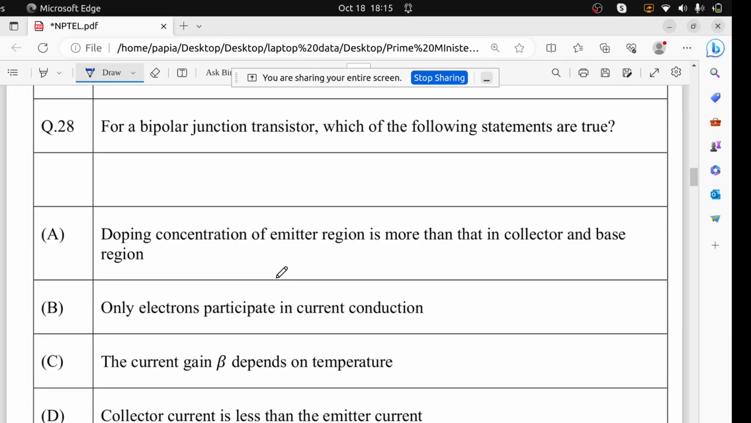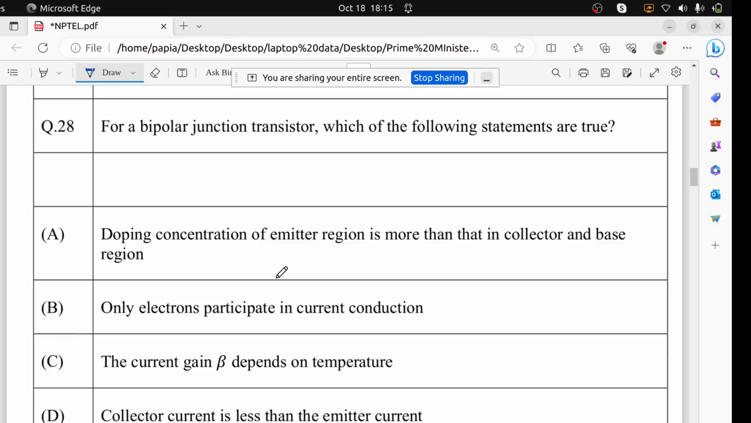Okay, and there are four options. Doping concentration of emitter region is more than that in a collector and base region. Only electrons participate in a current conduction. The current gain beta depends on temperature. Collector current is less than the emitter current. And these four options are there, and we have to choose how many are the correct ones.